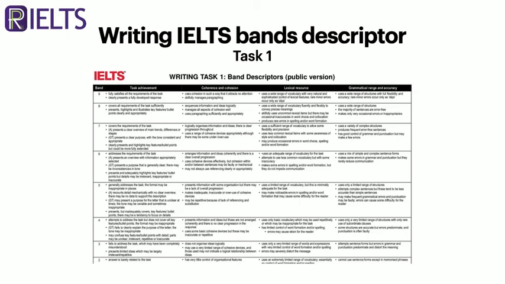There are some specific things which are given by IDP and the British Council. On the basis of these band descriptors, your writing will be assessed. You will see that on the left-hand side there are band scores, and on the top there are 4 criteria: task achievement, coherence and cohesion, lexical resource, and GRA, grammatical range and accuracy. On these 4 criteria, your writing will be tested, right?